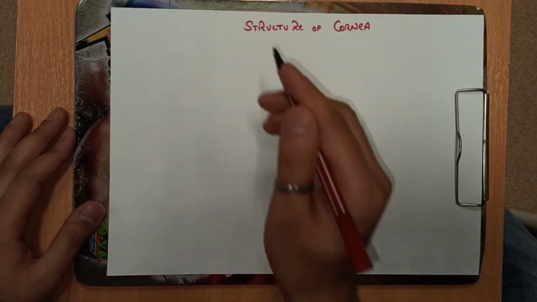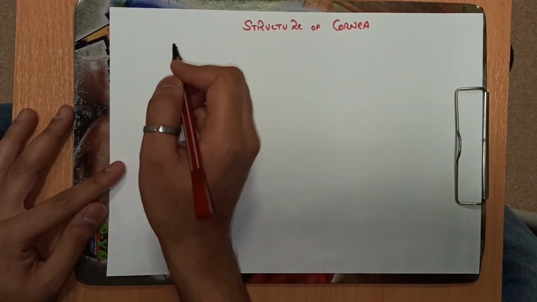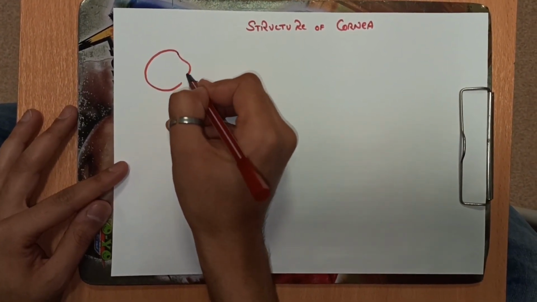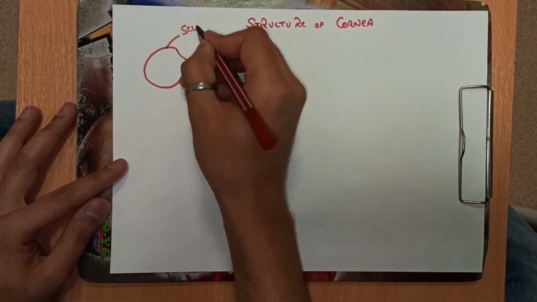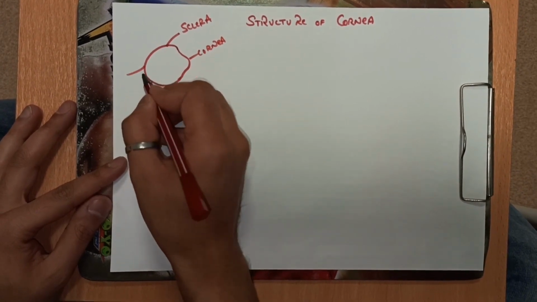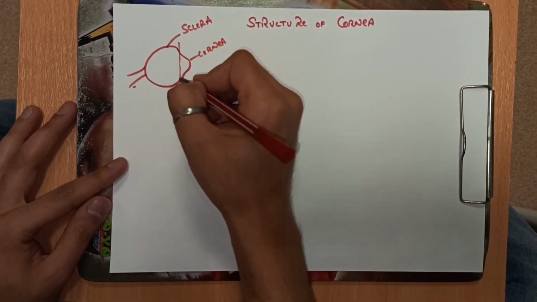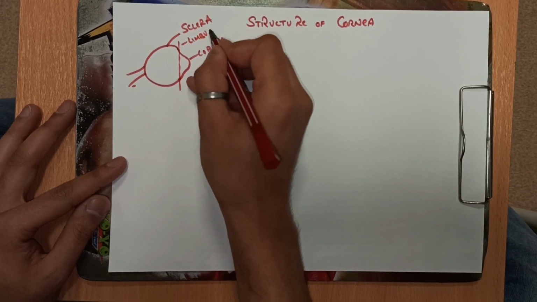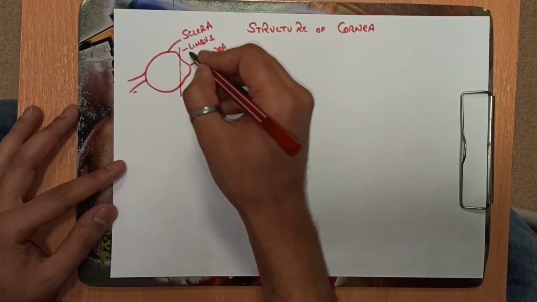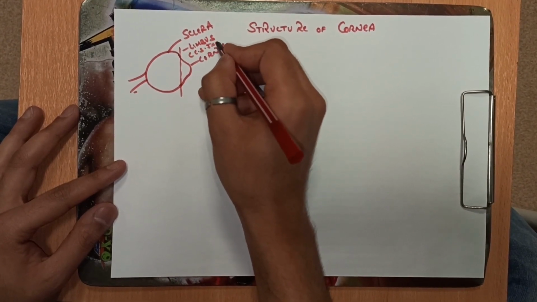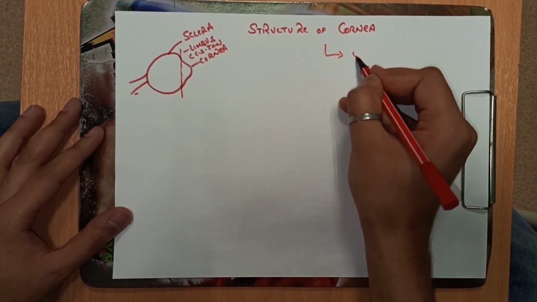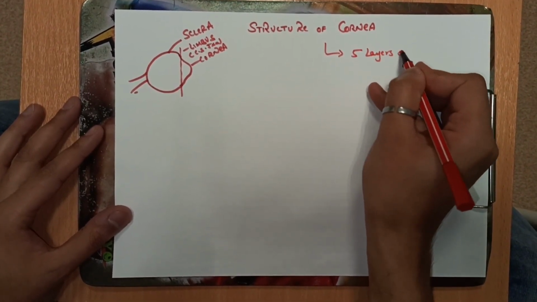Today we'll be studying the structure of cornea. Here I'll be making a small structure of the eye. This is sclera. This is cornea. This is known as limbus. In my previous video I have already explained all these parts to you in detail, or known as the corneoscleral junction.